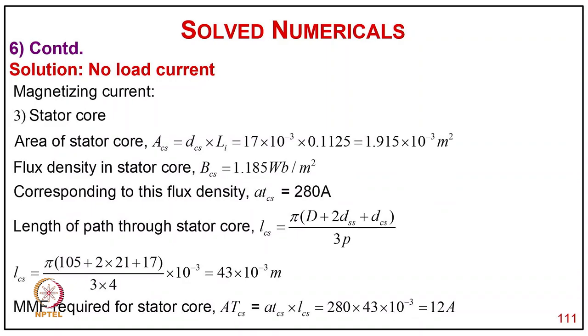Now coming to the MMF calculation for the stator core, the area of the core is ACS, DCS into LI, becomes 1.9195 into 10 power minus 3 meter square. The flux density in the stator core BCS is 1.85. Corresponding to this flux density, the required small ATCS is 280 ampere per meter. The length of the path of the stator core LCS equals pi (D plus 2HS plus DCS) by 3P, putting values it comes 43 into 10 power minus 3 meter. Now the MMF required for the stator core, capital ATCS into LCS, comes 12 ampere.